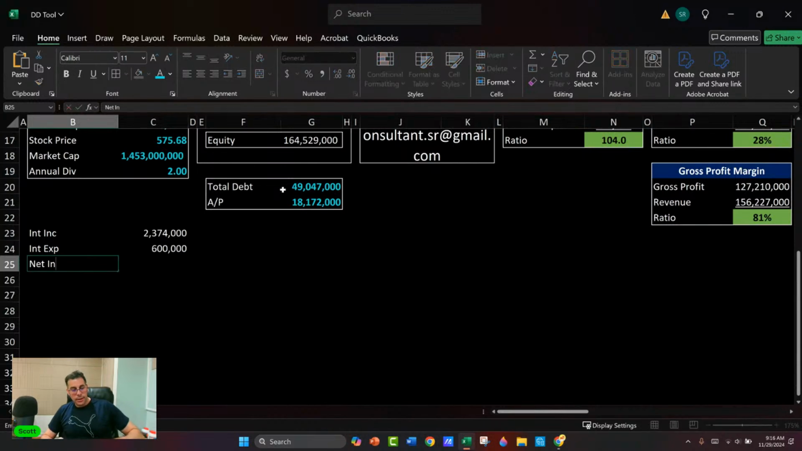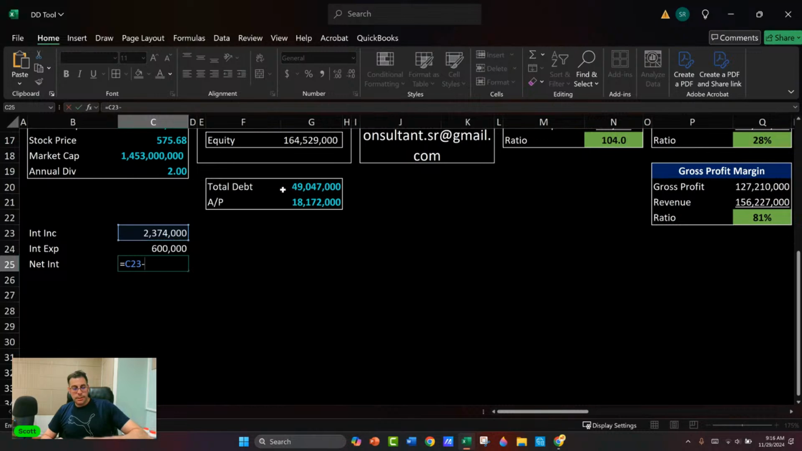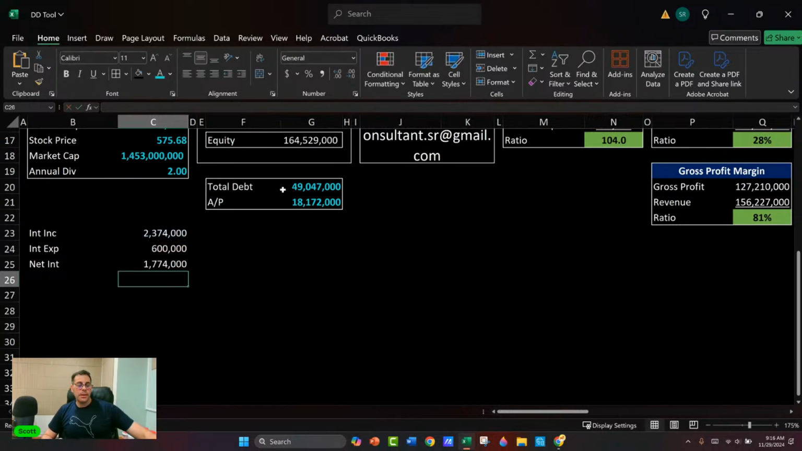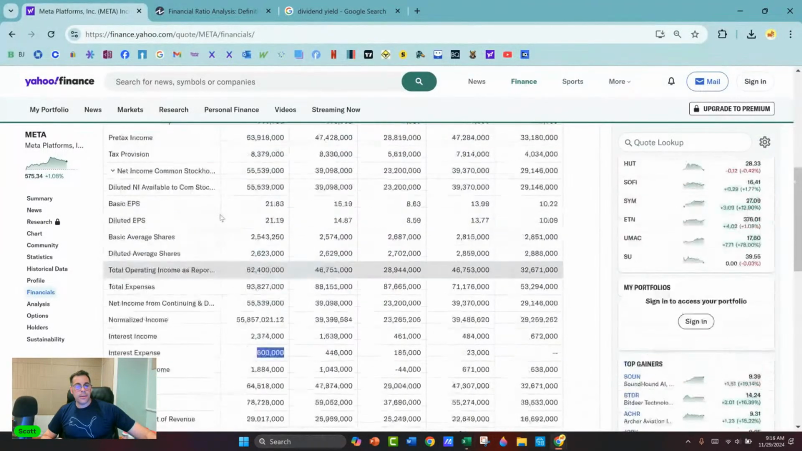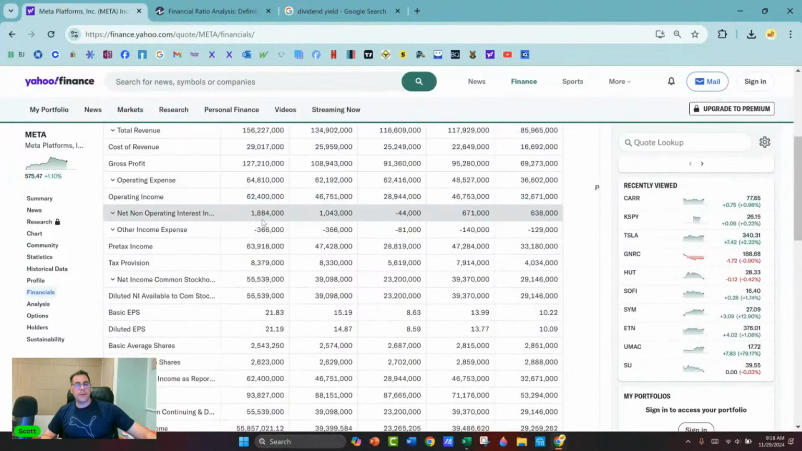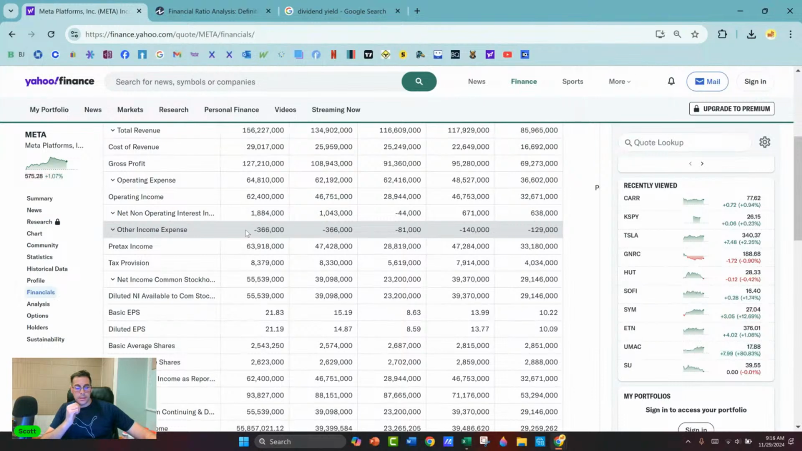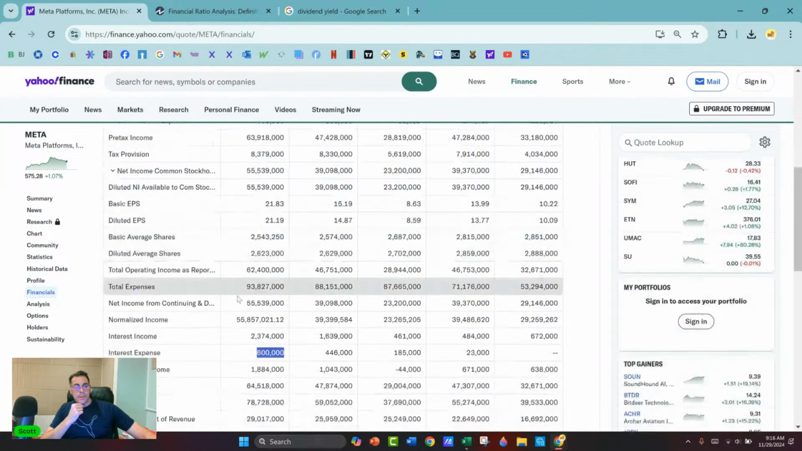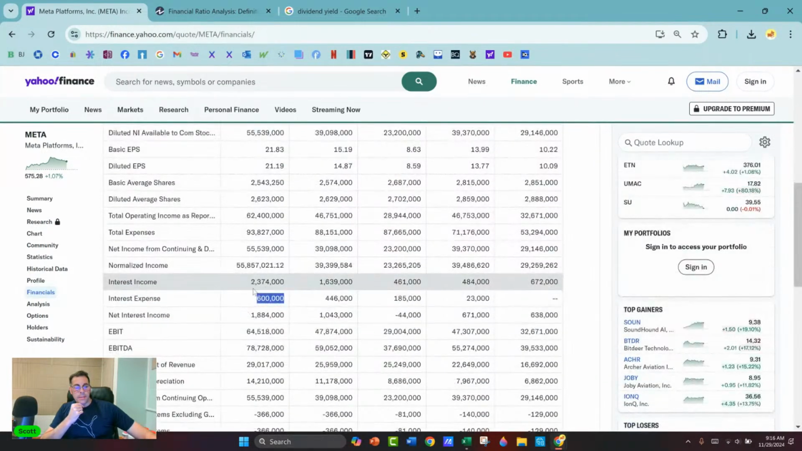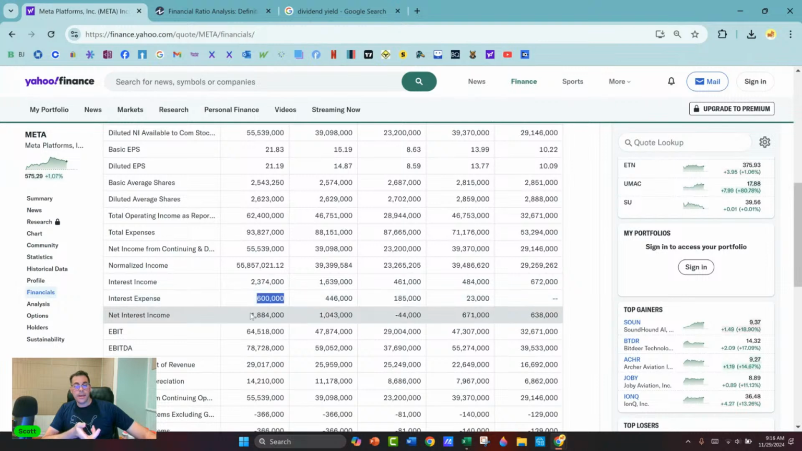So when I calculated the net interest, it's simple: the interest they received, 2.4 billion, minus the interest they paid, 600 million. 1774. And then I'm like, but this is different. It's 1884. So I just assumed Yahoo Finance is wrong, because I'm doing the calculation myself. It even says here 1884. And 2.3 minus 600 is not 1884. It's 1774.